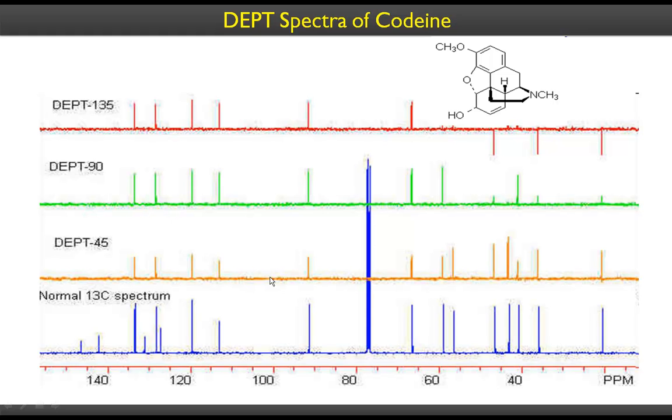In DEPT 45, all of them are positive, like CH3, CH2s, and CHs are all positive. In DEPT 90, you see only CH. So if something is seen in DEPT 45 and DEPT 135, and it's also seen in DEPT 90, that must be CH, right? So all these green ones are CH ones, okay.